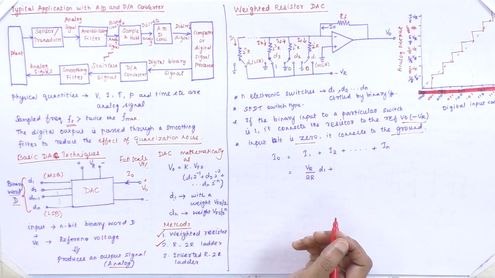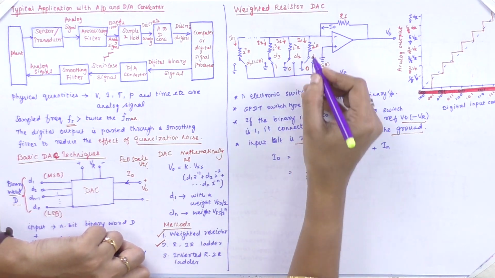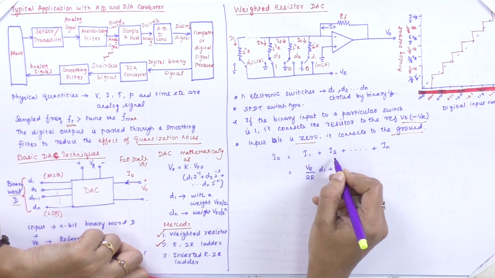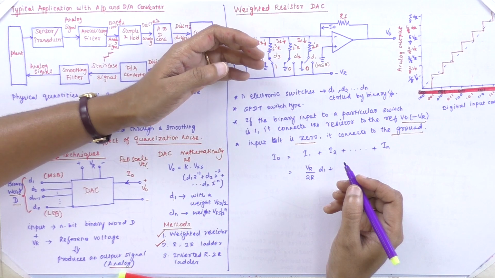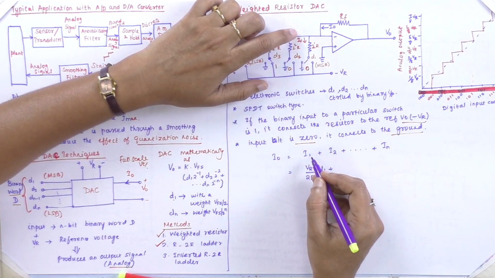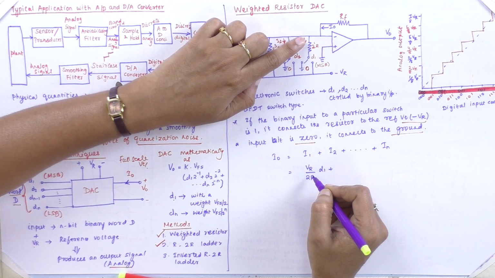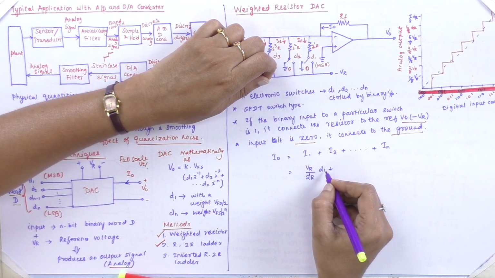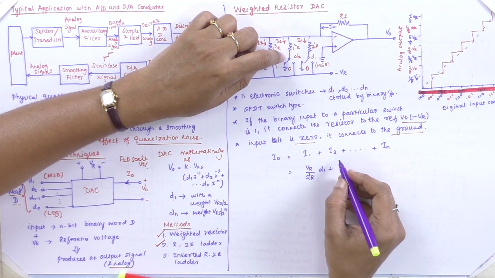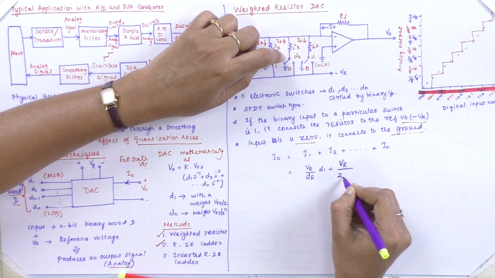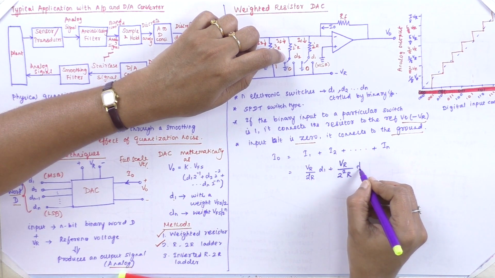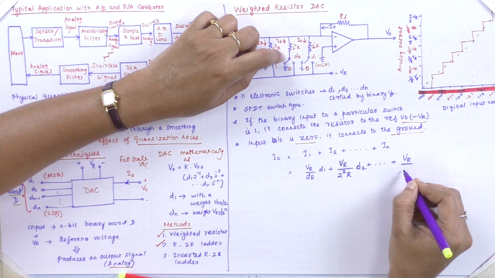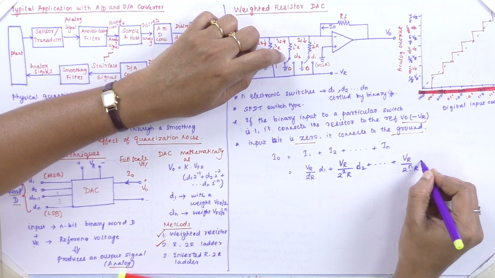So I can write the expression I0 is equal to I1 plus I2 plus I3 up to In. Here the current can be replaced as V by R. For this, the reference voltage is VR and the current flow in I1 is VR by 2 power 1 into R times D1. In case of the current flow in the second branch, I can write VR by 2 power 2 into R times D2. If it goes on, then I can write VR by 2 power n into R times Dn.